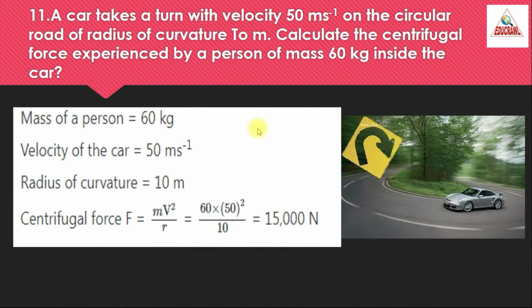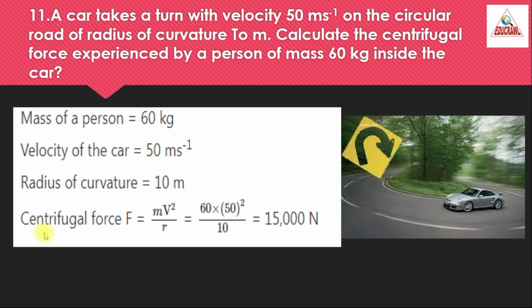The 11th problem. A car takes a turn with velocity 50 meter per second on the circular road of radius of curvature 10 meter. Calculate the centrifugal force experienced by a person of mass 60 kg inside the car. The given data are mass of the person is equal to 60 kg, velocity of the car is equal to 50 meter per second, radius of curvature is equal to 10 meter.